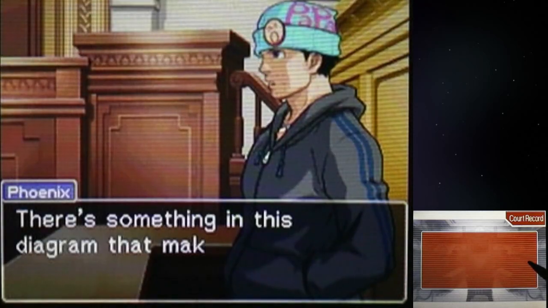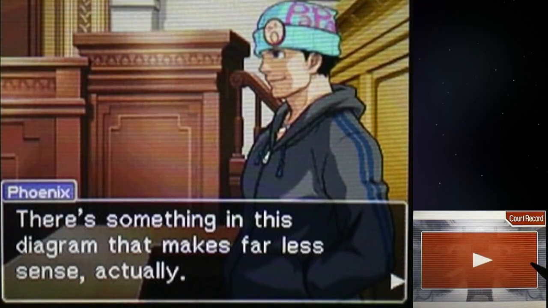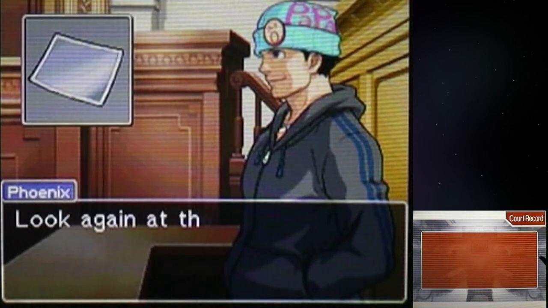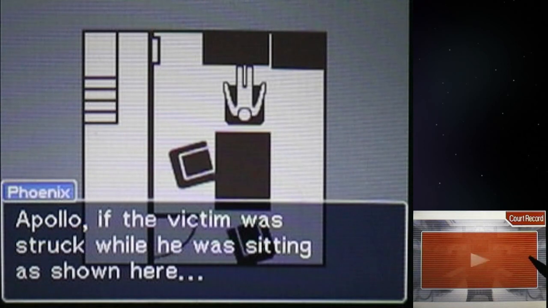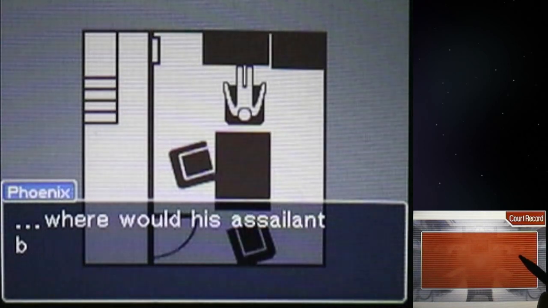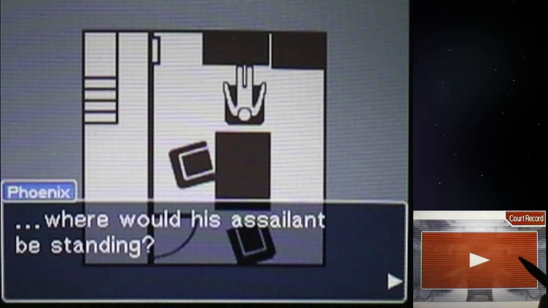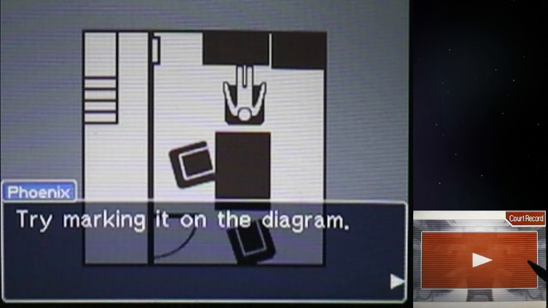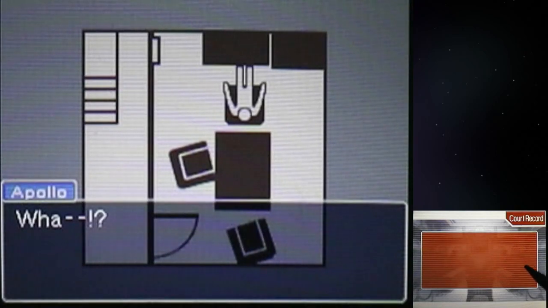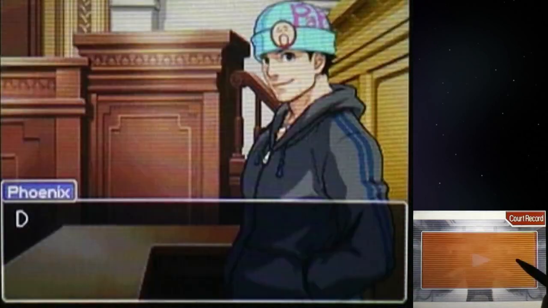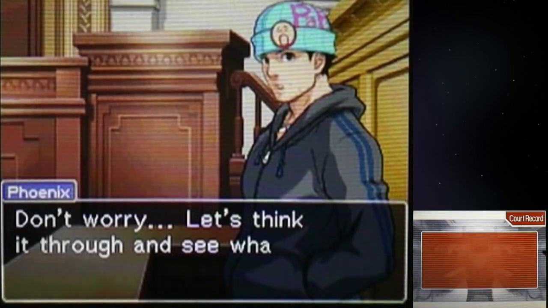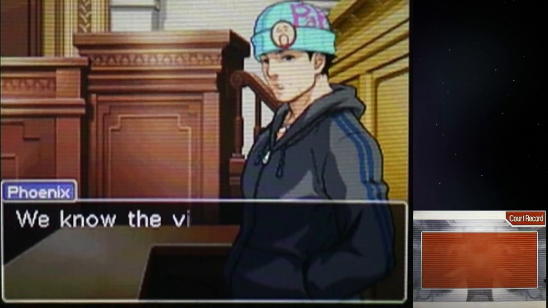What? There's something in this diagram that makes far less sense, actually. Look at the diagram. Apollo, if the victim was struck while he was sitting, as shown here, where would his assailant be standing? Try marking it on the diagram. What? But there's no room to put a mark where the killer should be. No, exactly. Don't worry, let's think it through and see what we find.